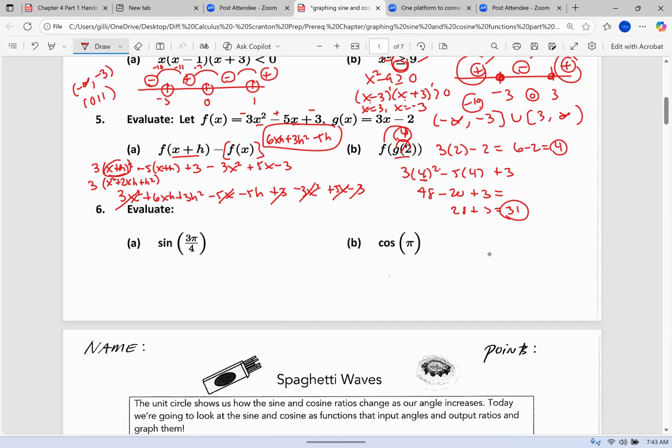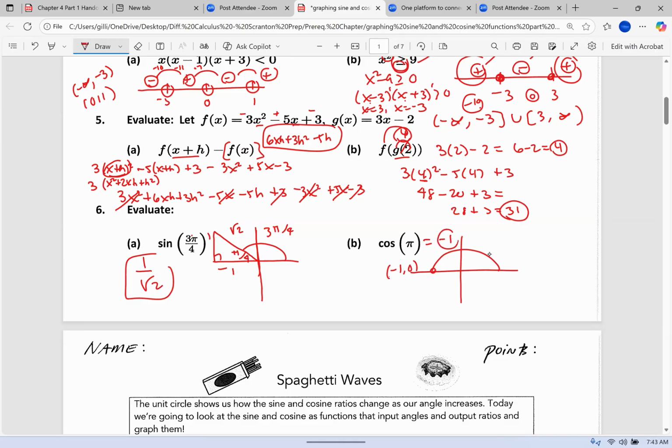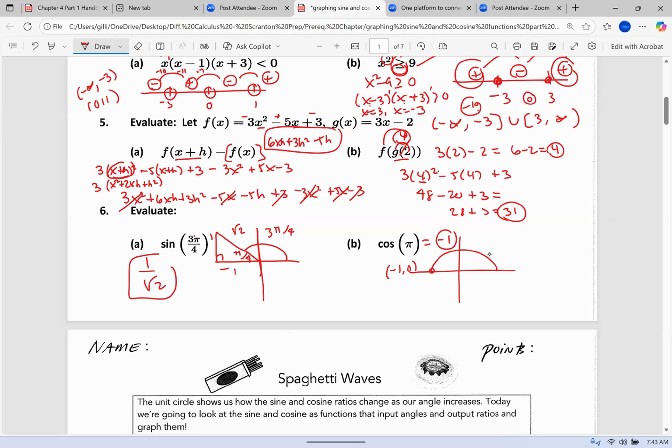And the last two problems here, I'm going to graph this angle. 3 pi over 4 puts me here. That's 3 pi over 4. My reference angle is pi over 4, and my sides are 1, 1, and root 2, but that's a negative side. Sine is y over r, so it's 1 over root 2. And the cosine of pi: pi is a quadrantal angle. Cosine is simply the x-coordinate there, which is -1.